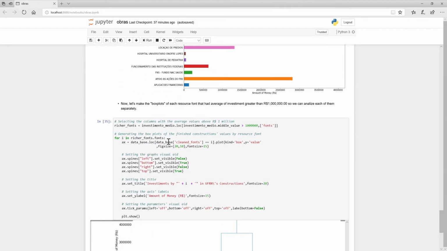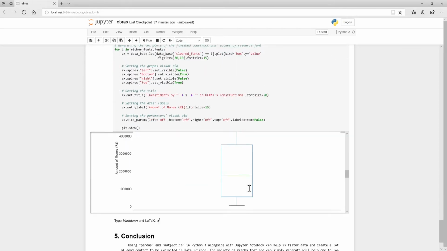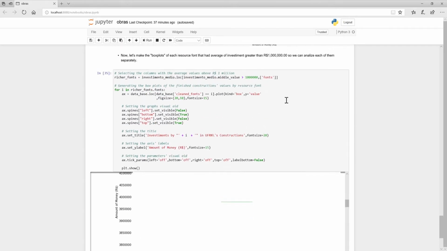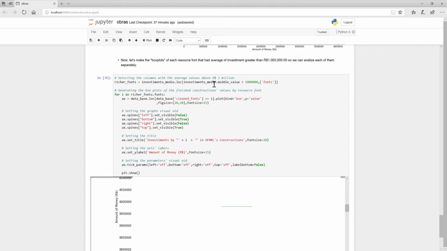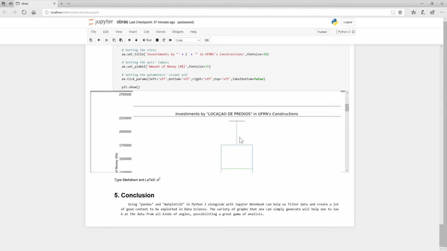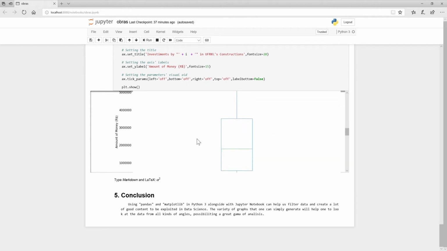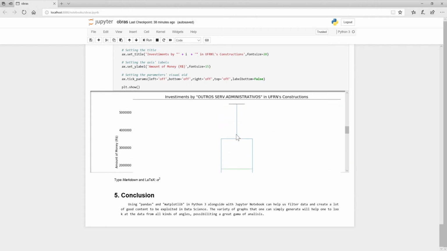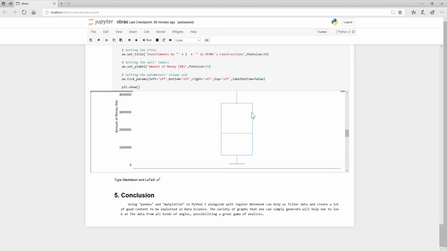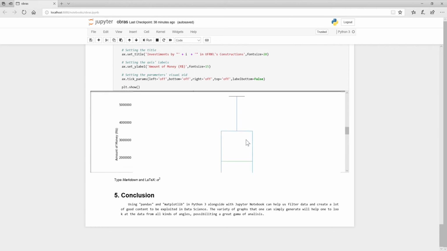At last, we have these box plot graphs in which we separated just the resource fonts that invested an average of 1 million reals, so we can take a better look at this. It's very interesting to see these graphs because they show you the concentration of investments right here, for example.